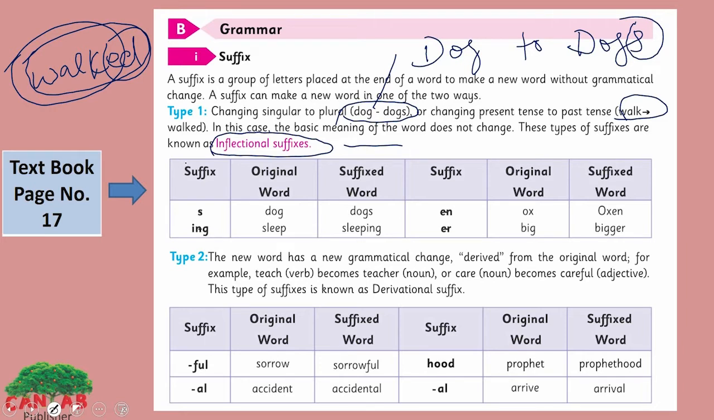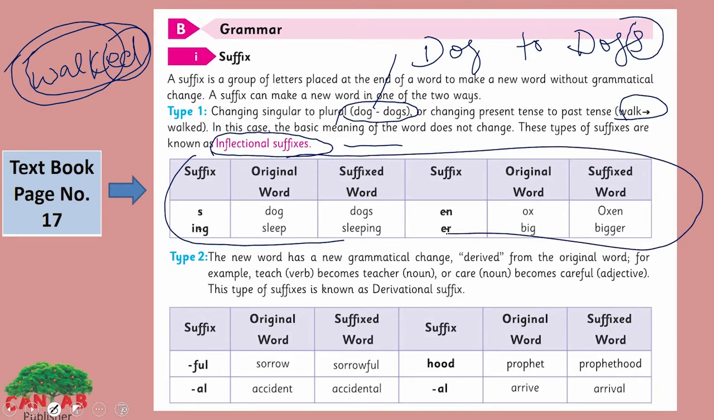Look at the example here. Yes, we can also add ing too. Like here, these are the nouns. The singular form, the original word, is dog, and the inflectional suffix form is dogs. We have added s here.